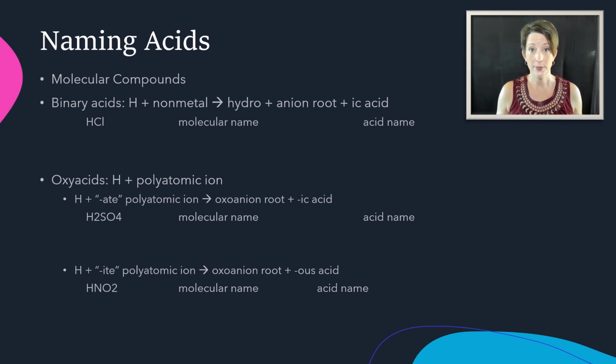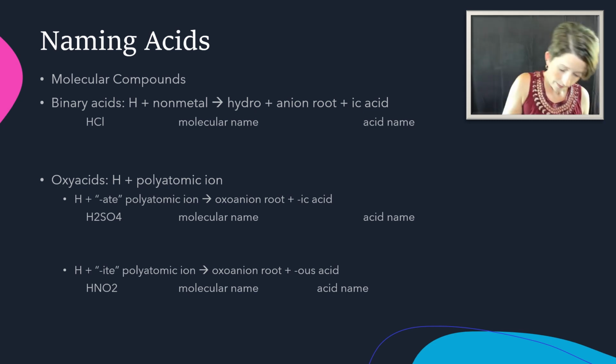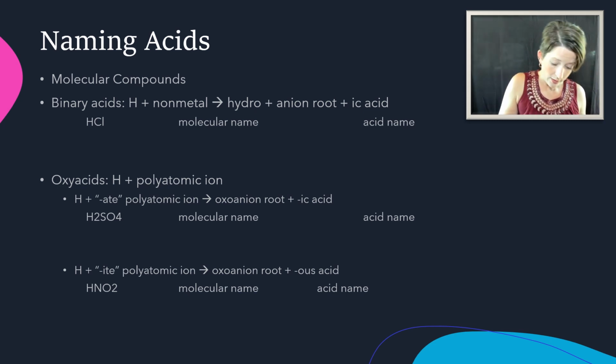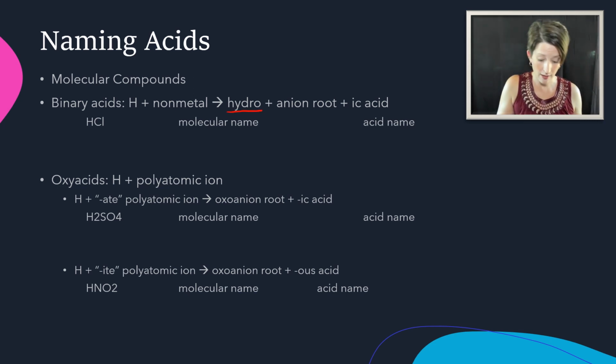Binary acids are very simple. They are going to be acids that have a hydrogen, because all acids have a hydrogen in them, and it's going to be followed by a non-metal from the periodic table. So what we do is we take the hydro from the hydrogen, the anion root, the basic name. Instead of saying ide, we're going to replace the suffix with ic acid.